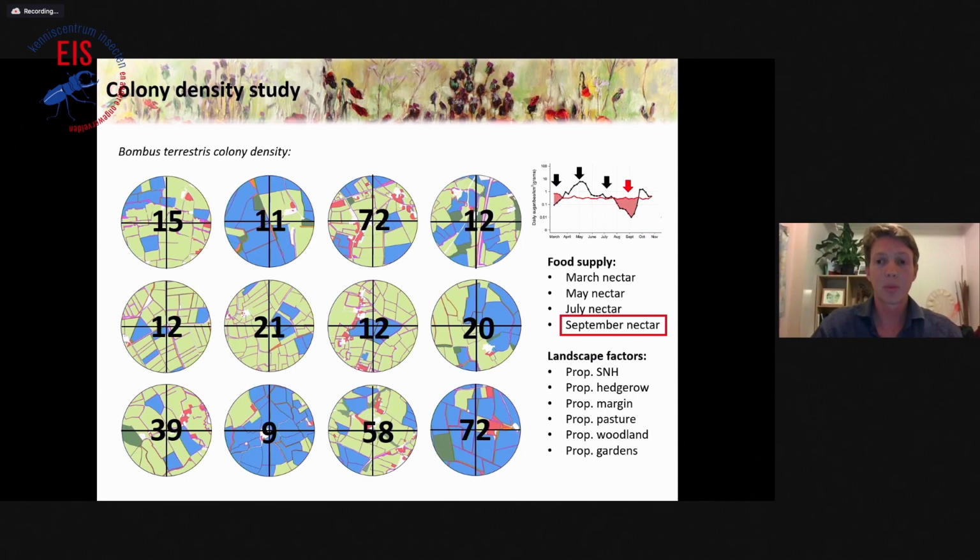And what we found is that the supply of nectar in September, in that late summer gap, was a really, really important predictor of bumblebee colony density. It explained over half of the variation in colony density between the farms. We didn't find any of the semi-natural habitats to have any influence on colony density, but interestingly, the proportion of gardens did have a significant effect. And this was even though gardens were present at a very, very small area on the farmland.